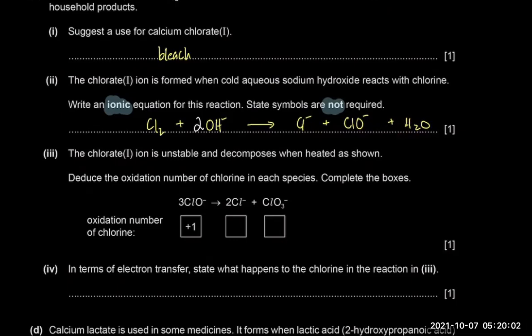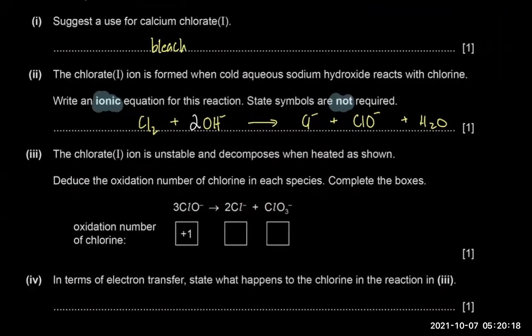The chlorate ion is unstable and decomposes when heated. That's when hot sodium hydroxide, what do we make? Chlorate 5, sorry. So deduce the oxidation number of chlorine in each species. Well, chloride ion, it's straightforward. It's minus 1. That's just the charge.